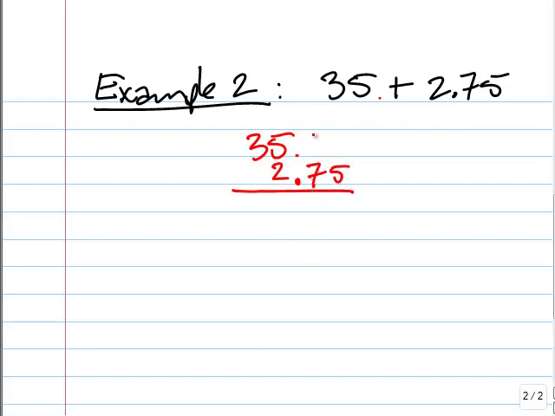Now simply adding, there's nothing to add up on top, so that's 75 after the decimal point, and then 5 and 2 is 7, and then there's a 3 by itself. So your final result here is 37 and 75 hundredths.